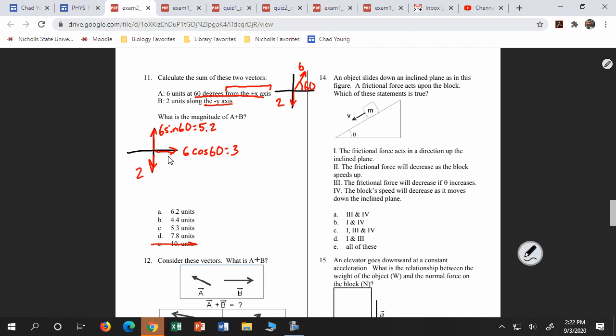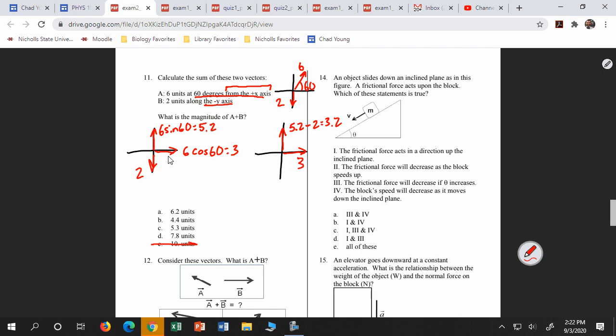Next, I add up my x and y components. So I have 2 vectors on the y-axis, 5.2 and 2. So 5.2 minus 2 is equal to 3.2. And then here, I just have 3.